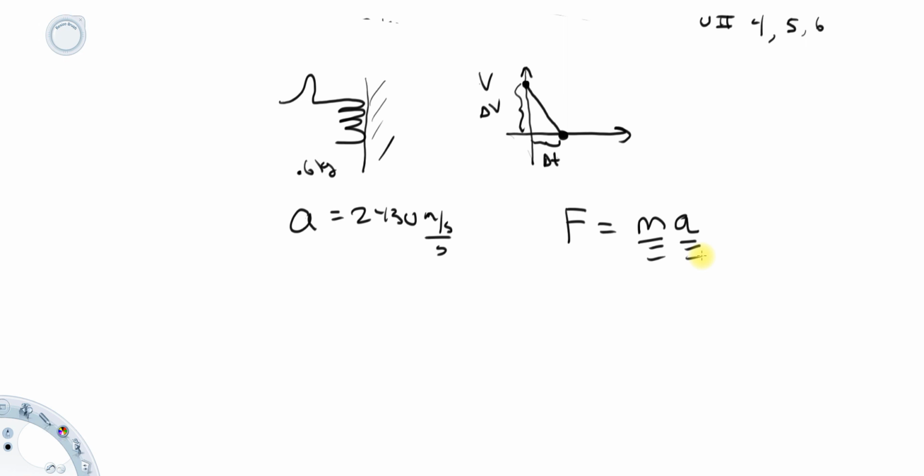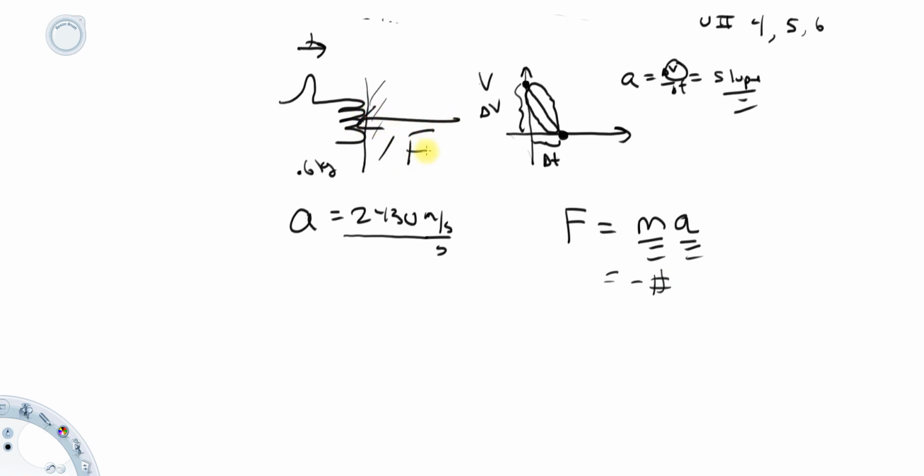Now, I should actually add this to it. If we call this way positive, which I did when I drew this velocity graph, you'll notice this has negative slope. And remember that acceleration is change in velocity over change in time, and that's equal to the slope of a velocity graph. So technically, you're going to want to put minus 2430 in, and you're going to get a negative number for the net force. And all the negative number means is that the force is to the left on this person's fist.